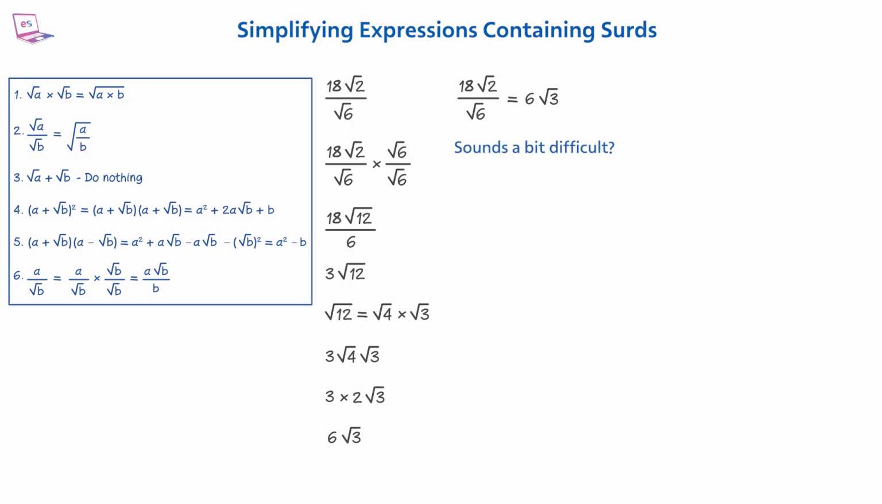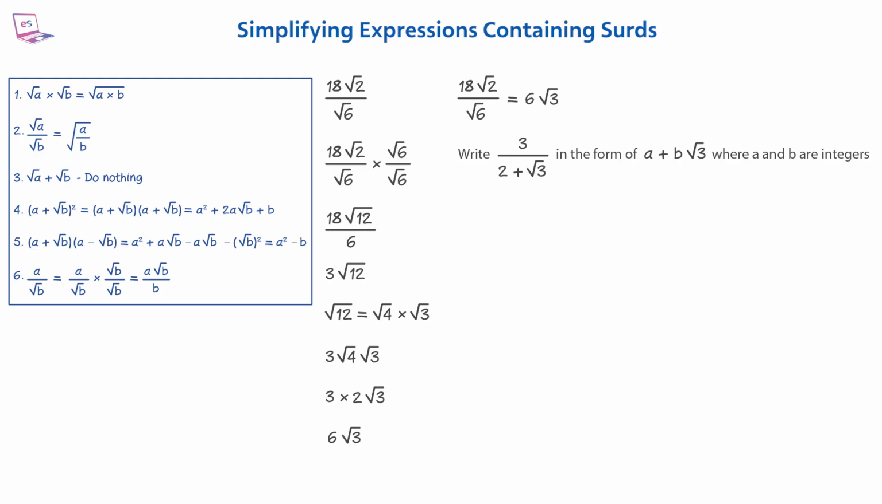Sounds a bit difficult? No worries. Let's try one more example. Write 3 over 2 plus root 3 in the form of a plus b root 3 where a and b are integers. Here, you need to eliminate the root in the denominator.